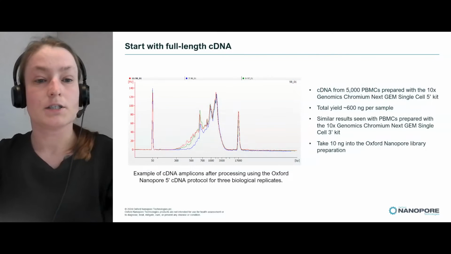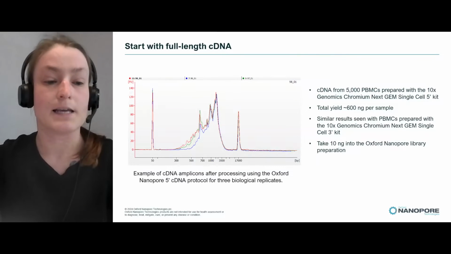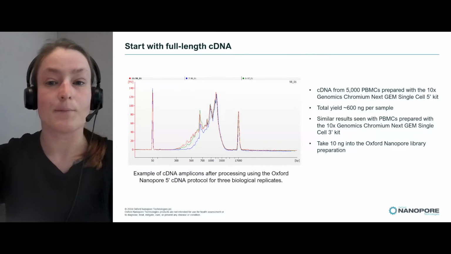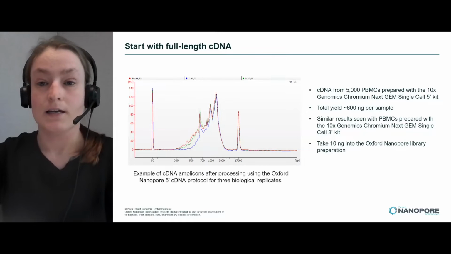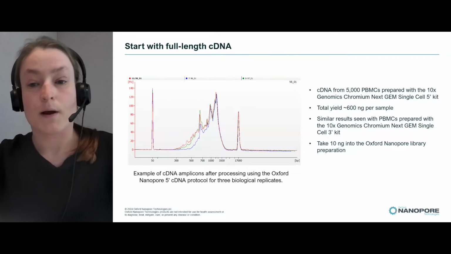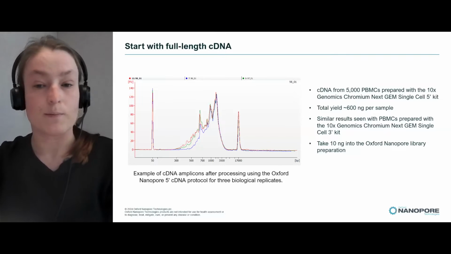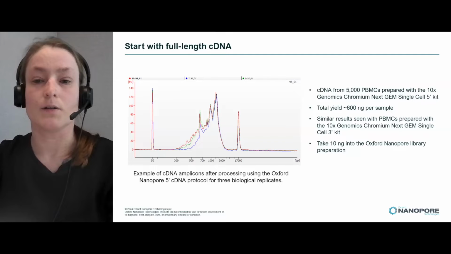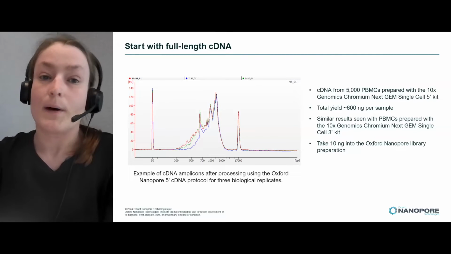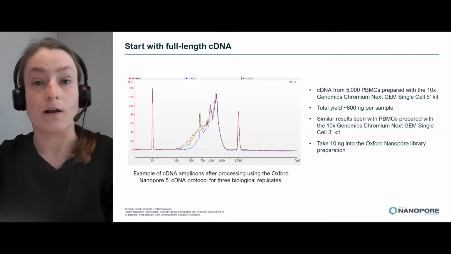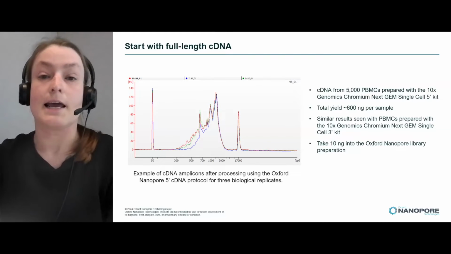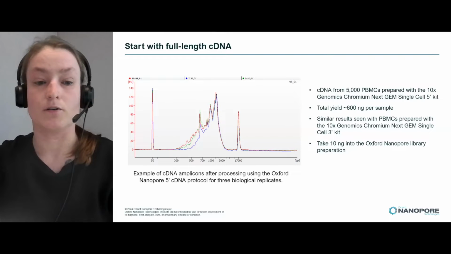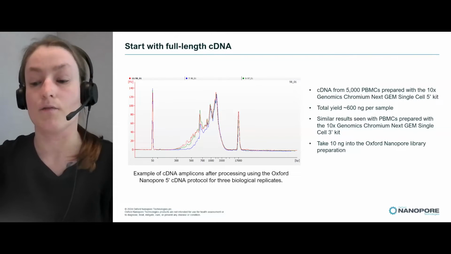So this is just to have a quick look at what you might see if you ran the 5' protocol and the cDNA amplicons that you might expect to see. This is an example from the 5', but it would also be very similar with the 3' kit. We were yielding about 600 nanograms per sample. That's why I made a note about the 10 nanogram input, because as you'll see, you'll actually end up with a lot of DNA from your runs, and very little needs to go into the protocol. So it does give you a lot of scope in terms of replicates.